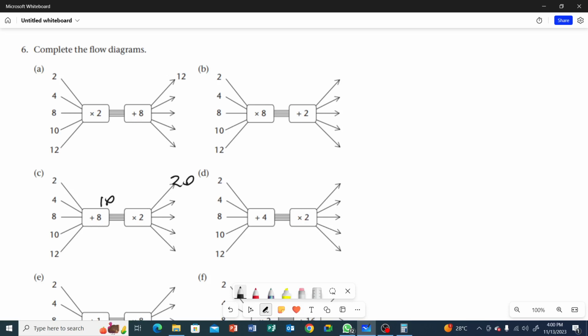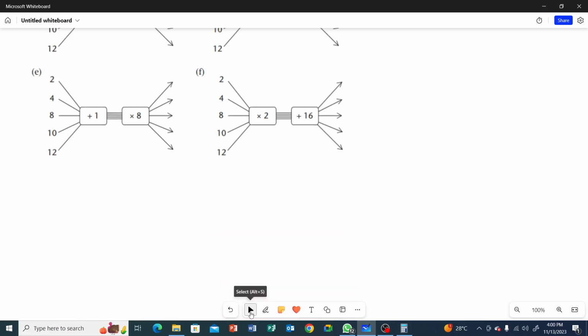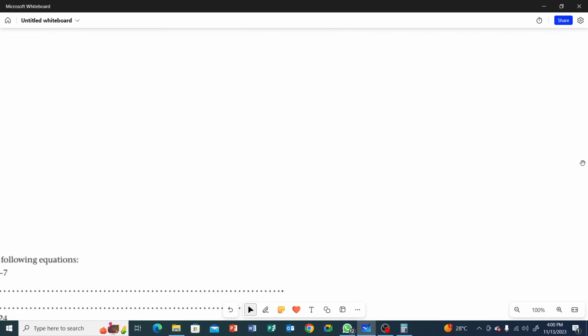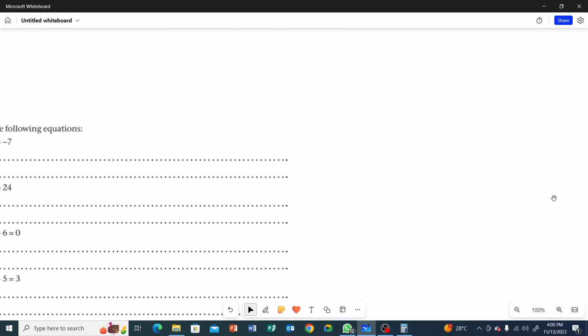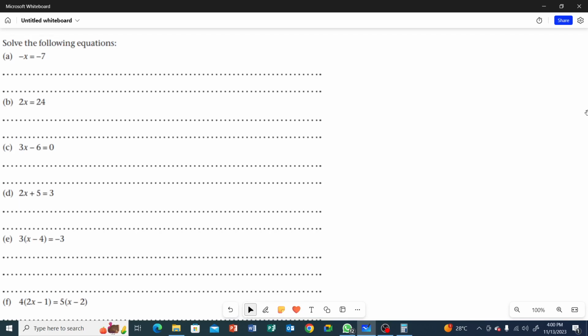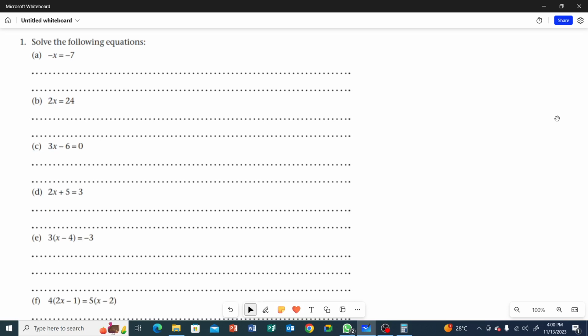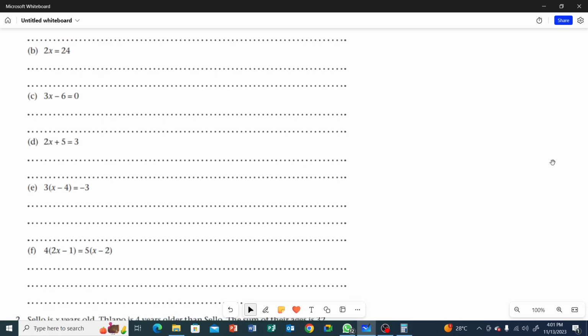All right, guys, remember to take a peek because I'm about to scroll. Now solve the following equations. Basically, look for the value of x. Remember you have laws like the distributive law, so remember to use those ones.